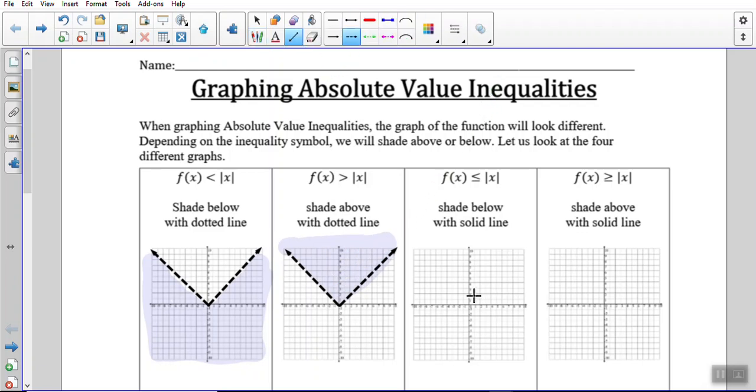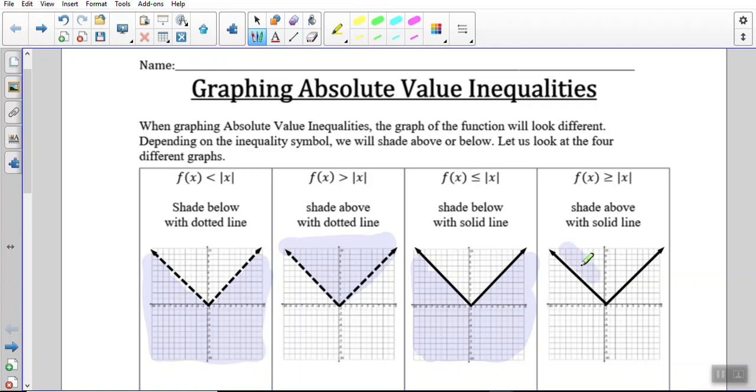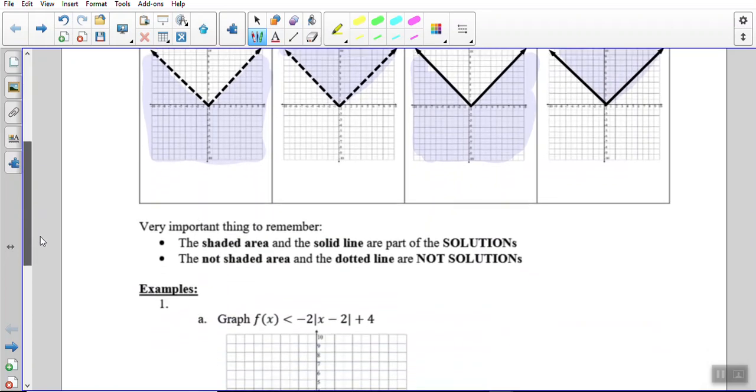And then here we have the absolute value less than or equal to, so now we get to use a solid line because it's equal to. And then you get shaded, it's less than, so we get shaded below. And then we have a solid line again because it's equal to, but then we shade above.